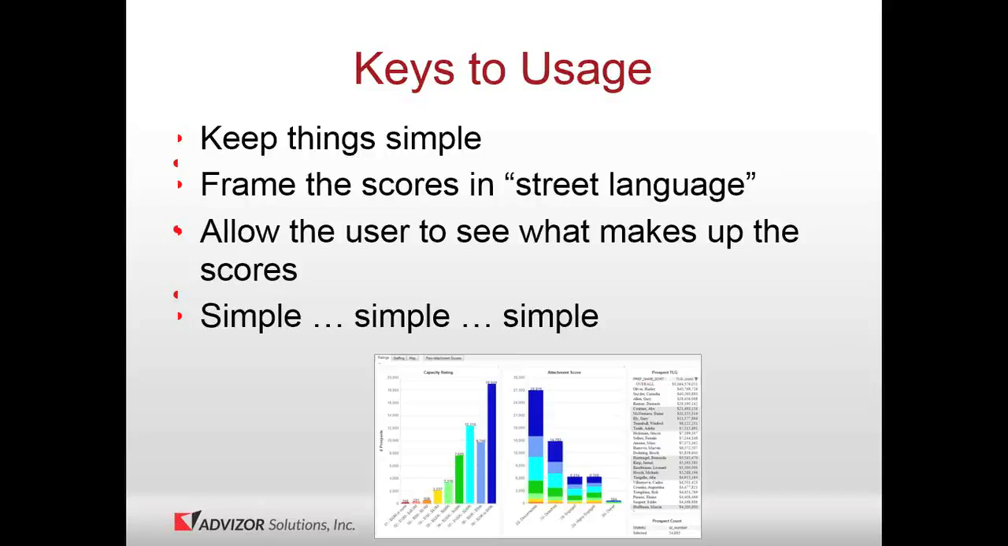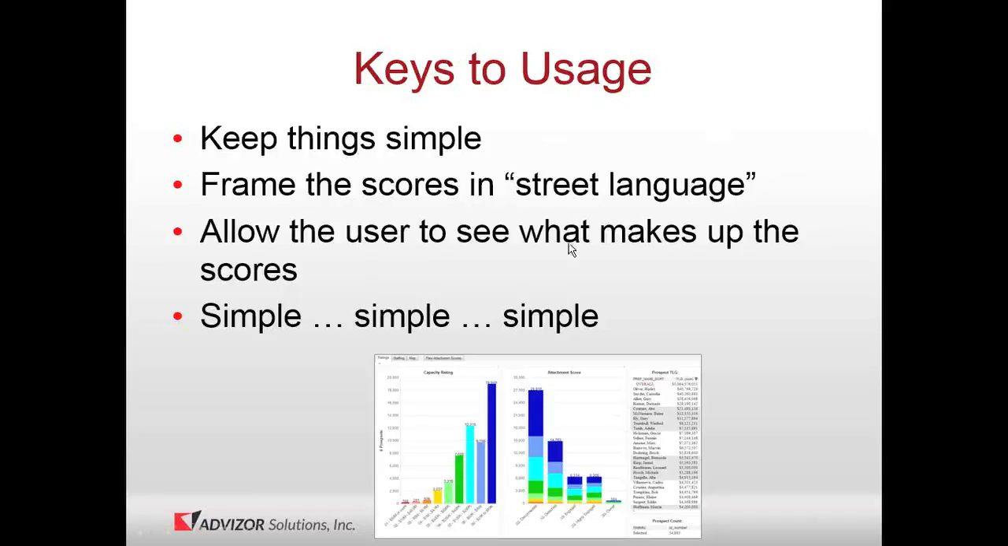Yeah, great. And I'm going to swing now to keys to usage, and I'm going to share a few observations and then run through a quick example of how this gets used and then come back into dialogue and discussion. But we think as a firm you need to keep these things simple and frame the scores in street language. We're going to look at an attachment scoring model in a minute where the output is framed as owners, highly engaged, and detached and disconnected, because everybody gets that. They don't get a score of 1802, but they get this is a highly engaged prospect.